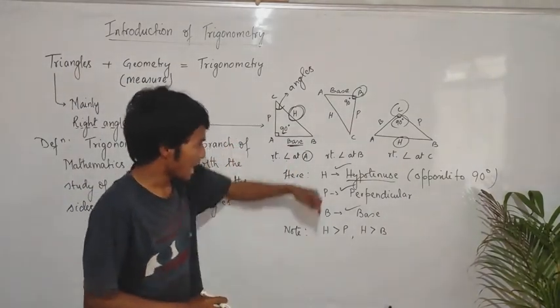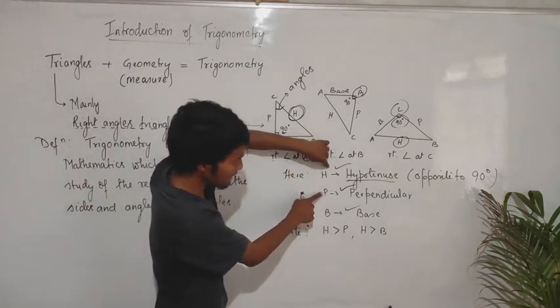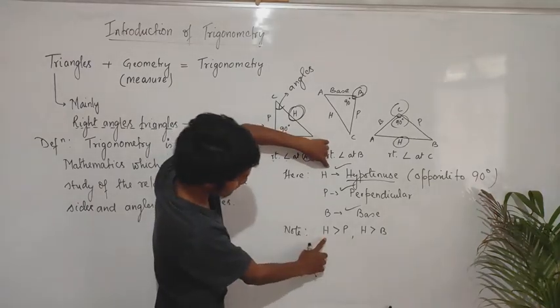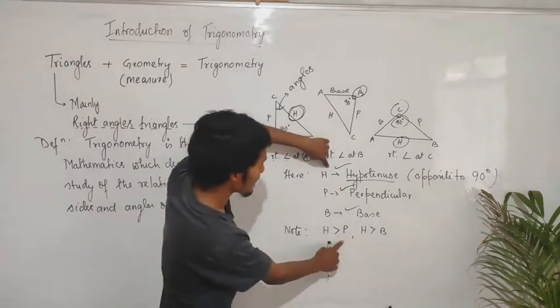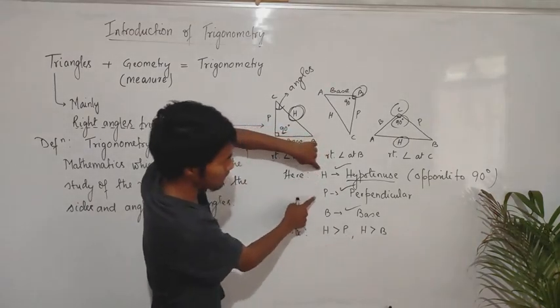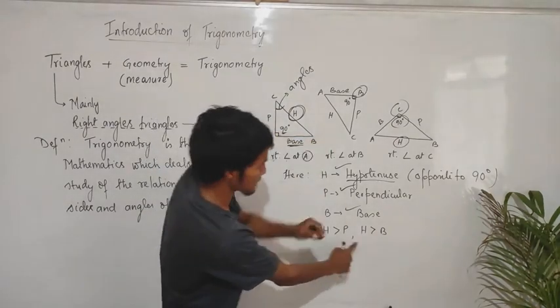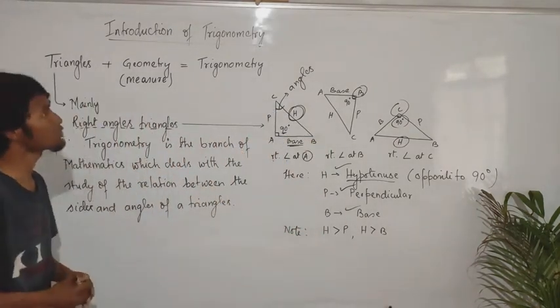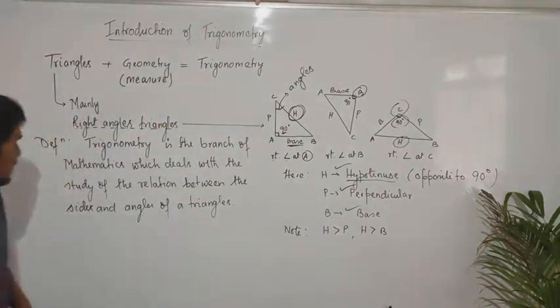Now remember that the hypotenuse is always greater than the perpendicular, look at this one, and the hypotenuse is always greater than the base, this one. Now let's look at the definition of trigonometry.